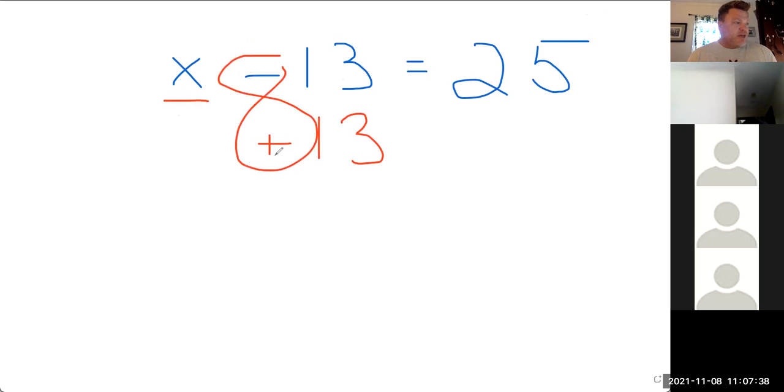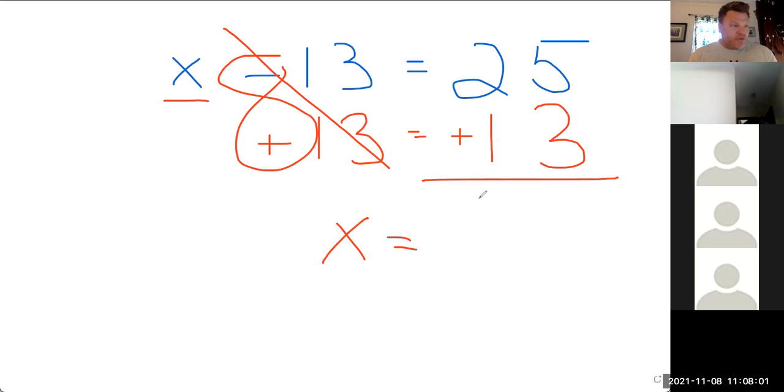Okay, so we flip the sign, and then to be fair and equal, we got to do it to both sides. This side over here, we just cross out. There's no math. It just disappears. This is like borrowing 13 bucks and then paying it back. It all evens out. And then x comes on down, and then we get to do that math we like, stacked math.